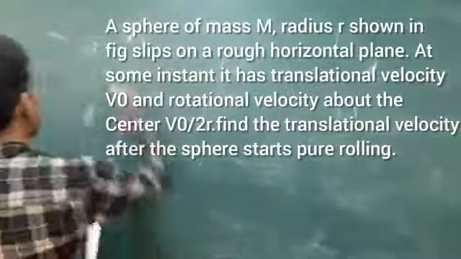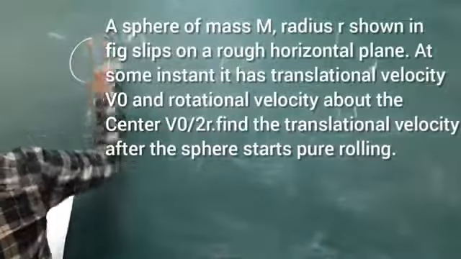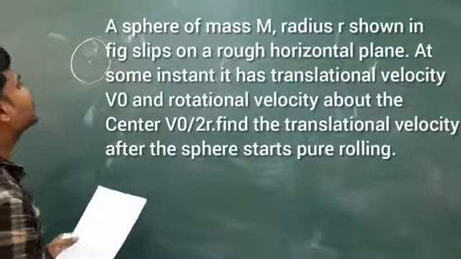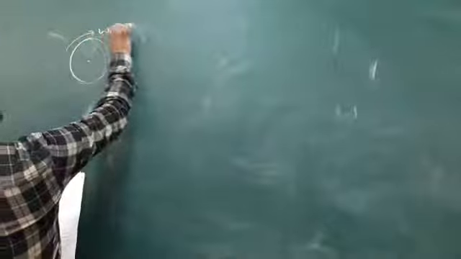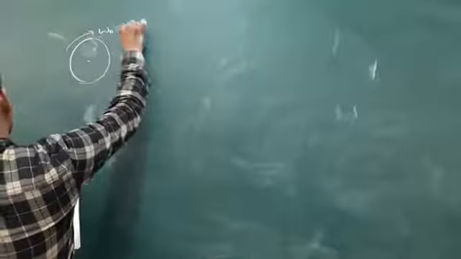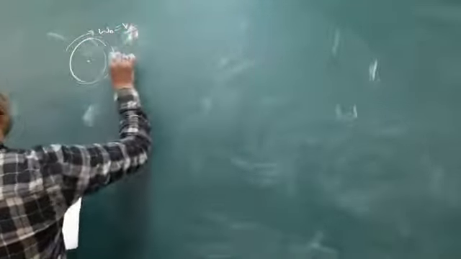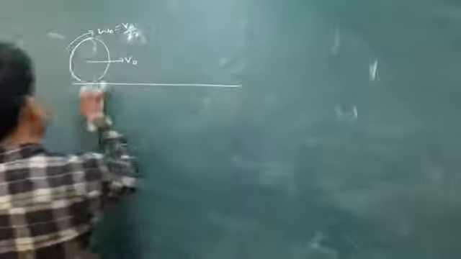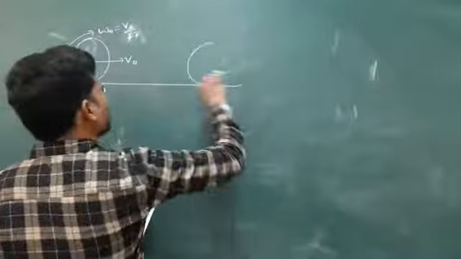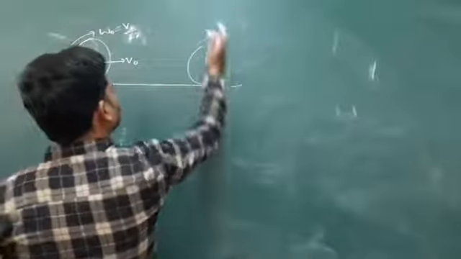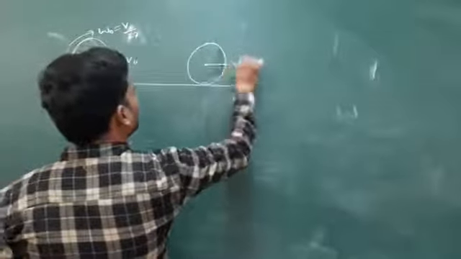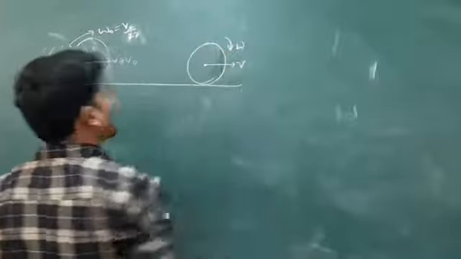Okay, first they have given this sphere. For a sphere, the moment of inertia about its own axis through the center is 2 by 5 mr square. Here they have given the starting omega naught as v naught by 2r, and it will move with a linear speed v naught. Now we have to find v and omega at the end.